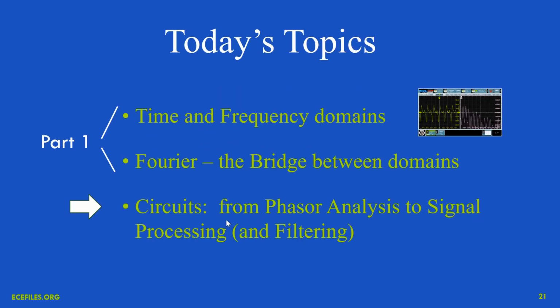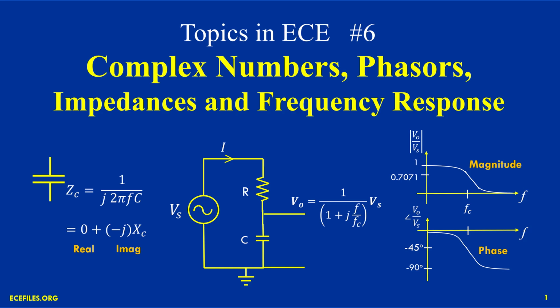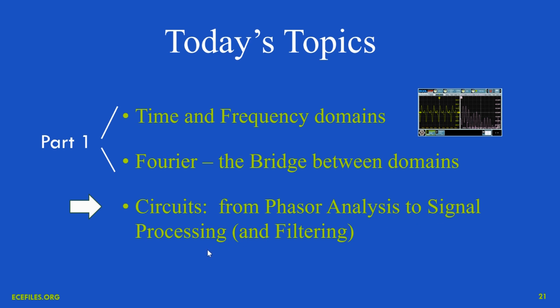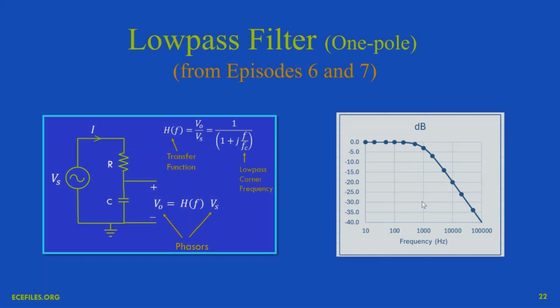We're going to move from the concepts of phasor analysis that we met in episodes 6 and 7 to the more general concept of signal processing and filtering. For this particular filter, it's got a cutoff frequency of 1 kilohertz. And by the time you're out at 10 kilohertz, we're about 20 dB down, which is a factor of 0.1 in voltage. And of course, it rolls off even more at higher frequencies.